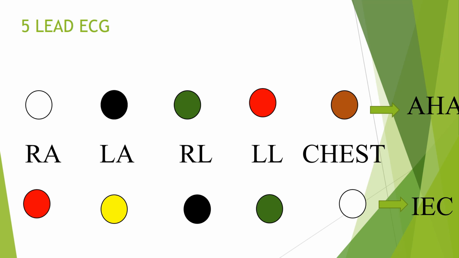Next is a 5-lead ECG. RA indicates right arm, LA left arm, RL right leg, LL left leg, and chest. So as per AHA, that is American Heart Association, the color coding of the ECG cables is white, black, green, red and brown. And as per IEC, it is red, yellow, black, green and white.